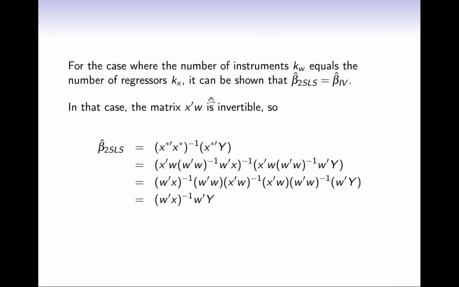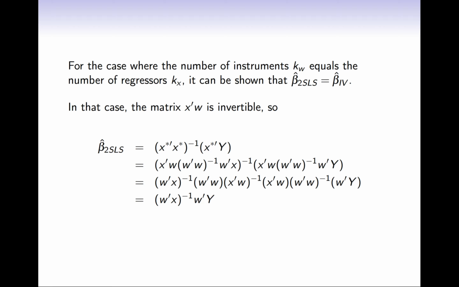Okay, and you can show that if the number of instruments equals the number of regressors, then X prime W is invertible. In that case, we can apply the rule (AB) inverse is B inverse A inverse, because this is invertible and this is invertible. Then you get some cancellations, and we get back the original instrumental variables formula.